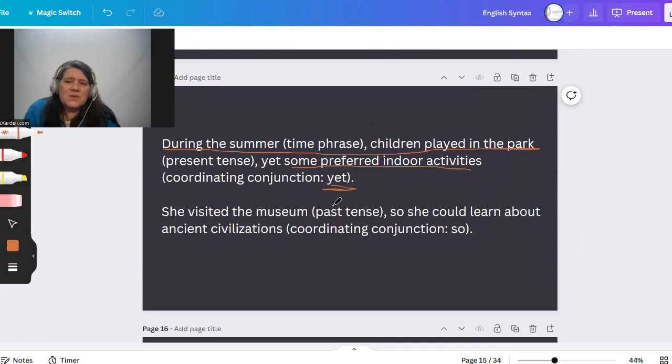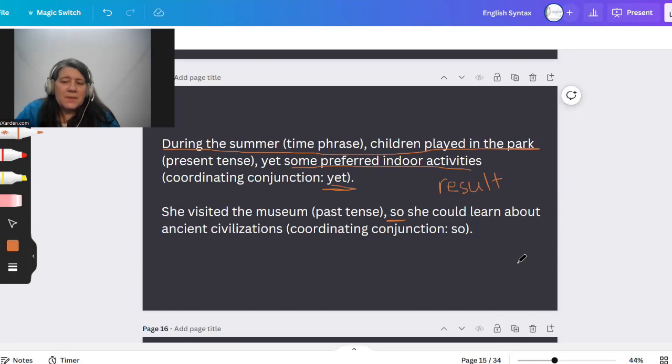She visited the museum so she could learn about ancient civilizations. All right, so is a coordinating conjunction, but it shows a result. So is for a result. All right.